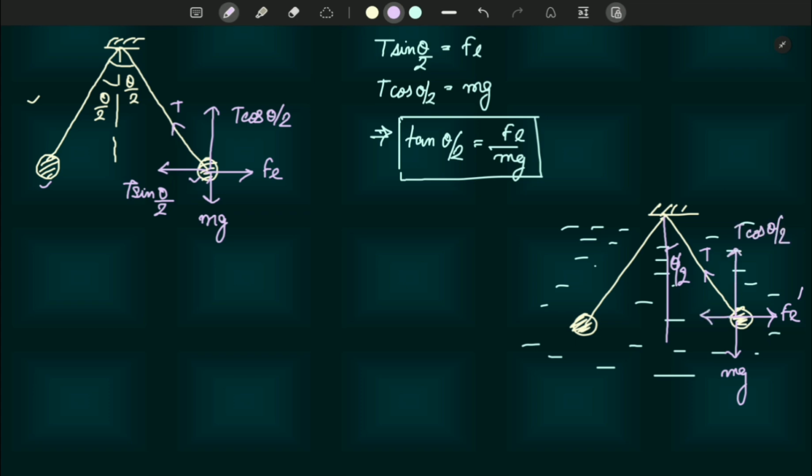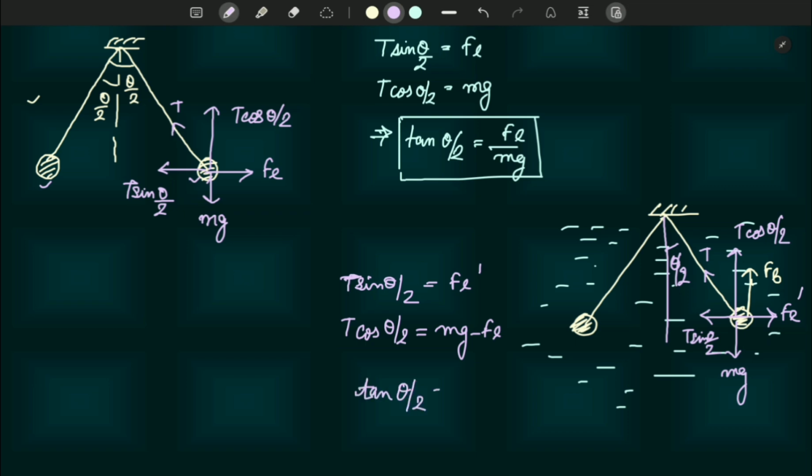Now another force which will be acting is the buoyant force, because this is water. The buoyant force will be acting in this direction. This is FB. Now in this case, what I will get is T sin theta by 2, this is our Fe dash, and T cos theta by 2, this is mg minus FB, because T cos theta by 2 plus FB will balance out mg. So again I will get tan theta by 2 equals Fe dash by mg minus FB.